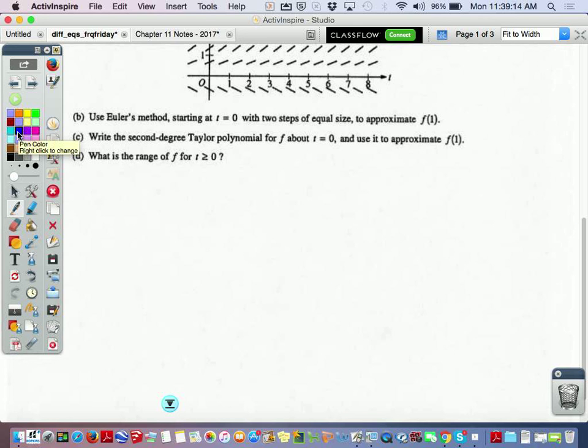Question C: write the second degree Taylor polynomial for f about t equals 0 and use it to approximate f of 1. This is a big question on this problem. This is a 4-point question. So real quick, let's talk about the Taylor polynomial for f about t equals 0. If we're going to write this out, our second degree Taylor polynomial is going to be f of 0 plus f prime of 0 times x minus 0, and I didn't have to do the minus 0, but that's where it's centered at.